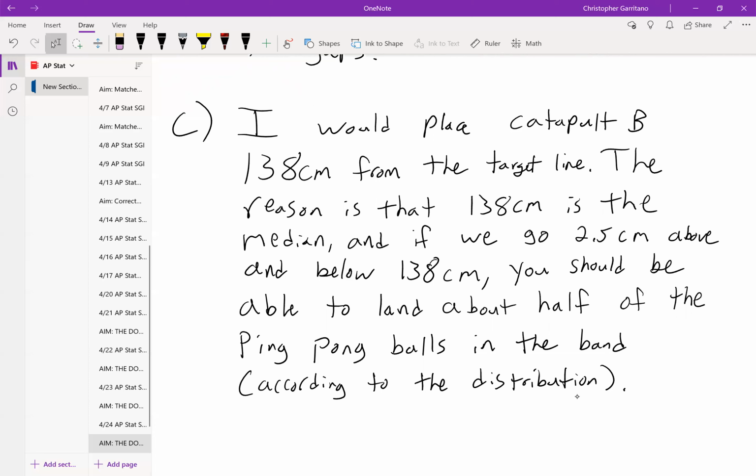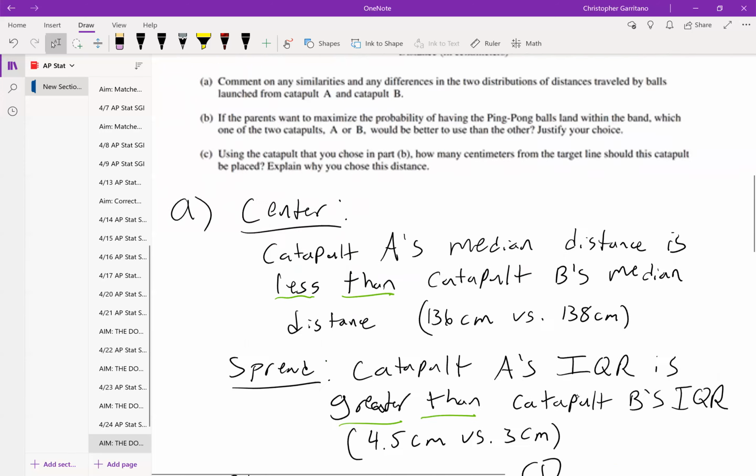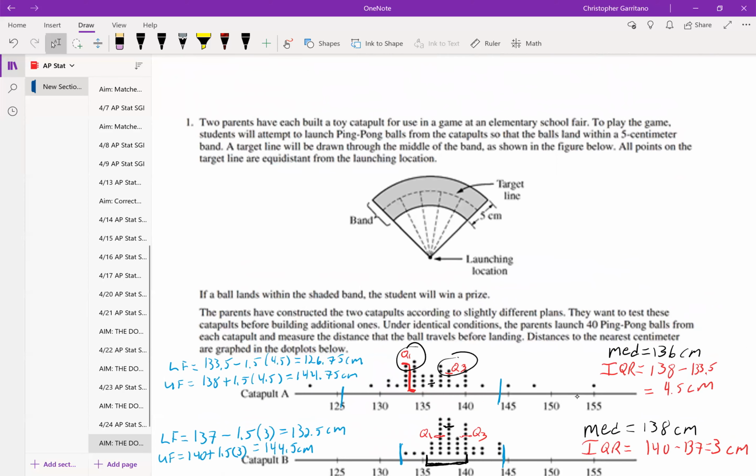Why? The reason is that 138 centimeters is the median, and if we go 2.5 centimeters above and below 138, you should be able to land about half of the ping pong balls in the band, according to the distribution. So 2.5 centimeters above and below, where do I get that? Well, since the band is 5 centimeters in, let's say, radius, that means we're talking 2.5 centimeters below the target line and 2.5 centimeters above the target line. So that's where that number comes from.